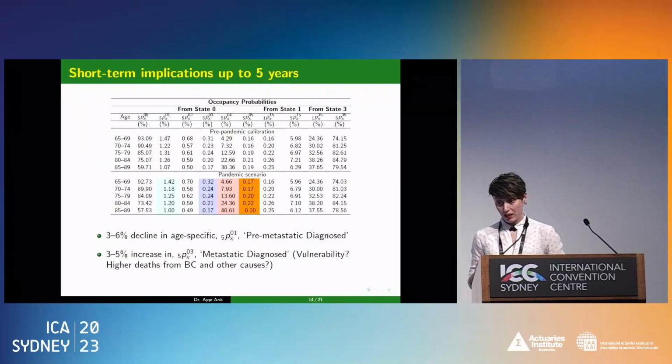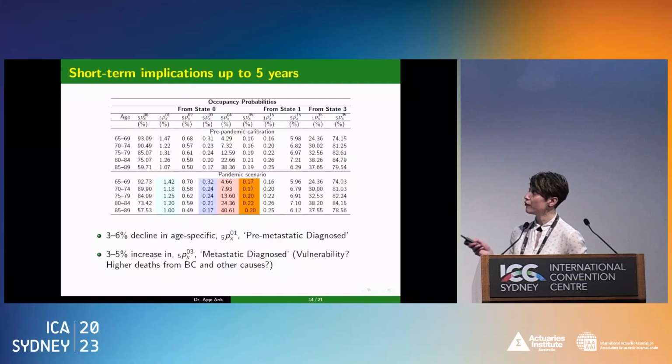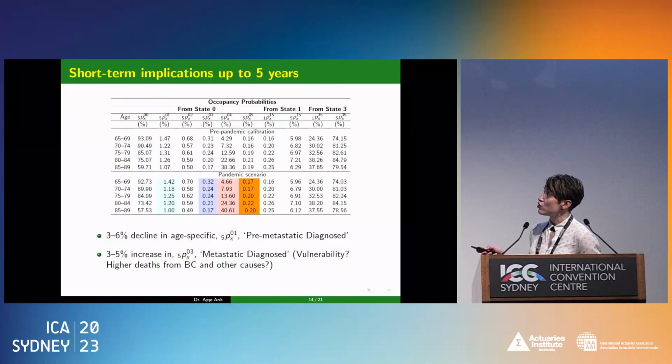Now we have a couple of results. The first part is related to occupancy probabilities. There are different parts of it, but I would like to concentrate on this. These are the occupancy probabilities for healthy women, say from stage 0. And we have pre-pandemic and post-pandemic results. And I highlighted some of the columns. So the last two, pink and orange ones, are associated with the deaths from breast cancer and other causes. I'll talk about this a bit later. Let's look at these two first.